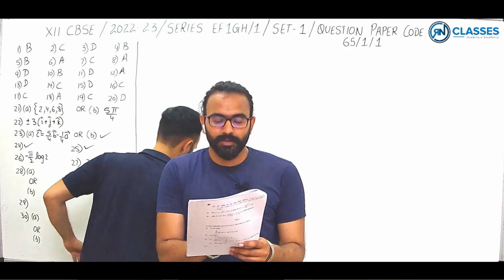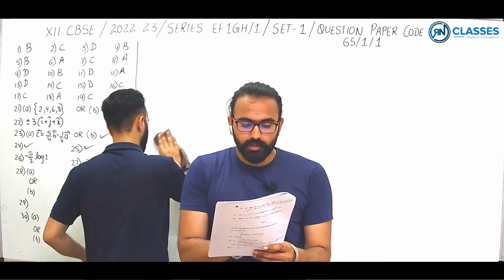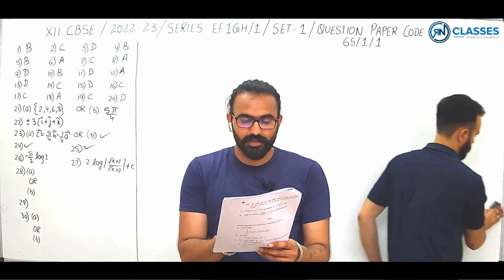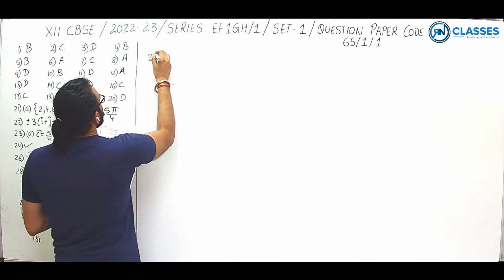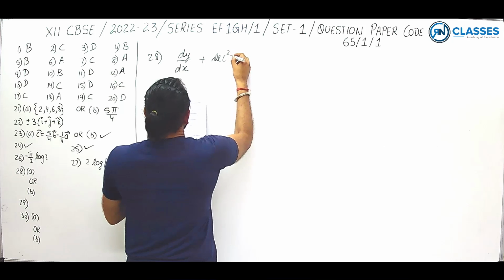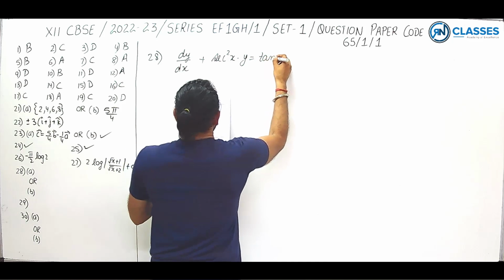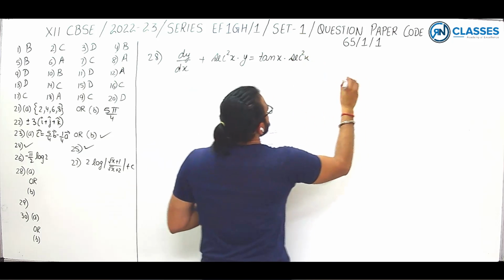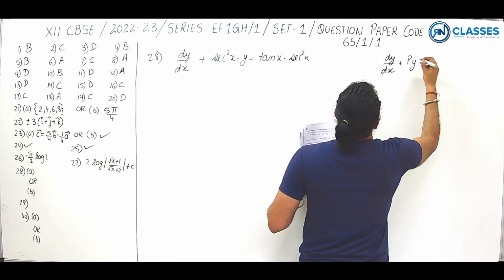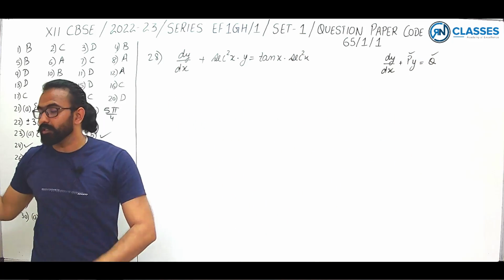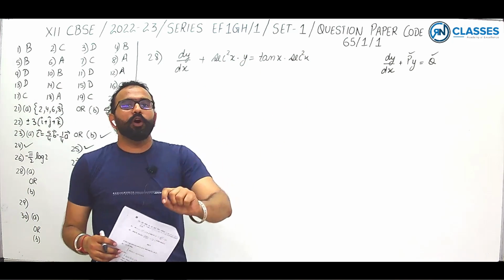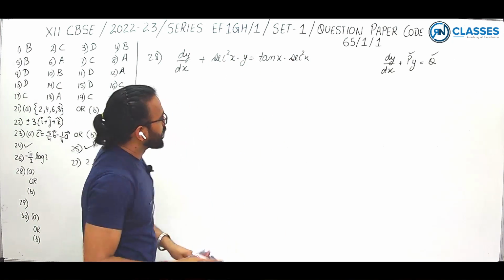Now in order to solve this given differential equation, if you notice, this is a standard type which is a linear differential equation, because dy by dx plus secant square x into y equals tan x into secant square x. This is of the form dy by dx plus py equals q, where p and q both are functions in terms of x.